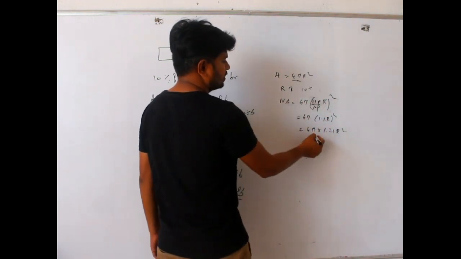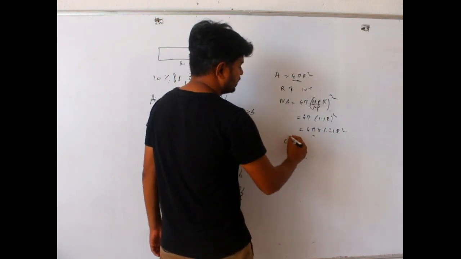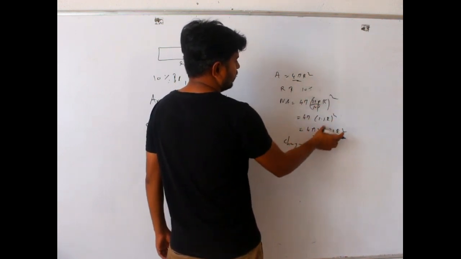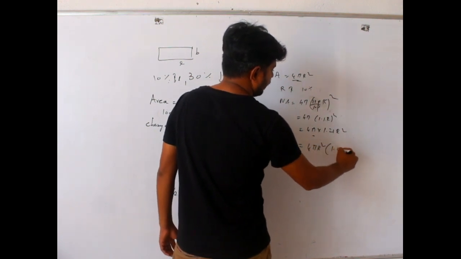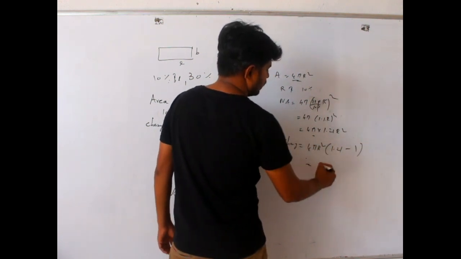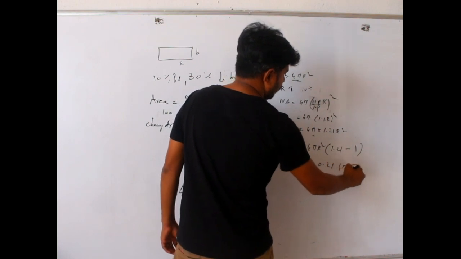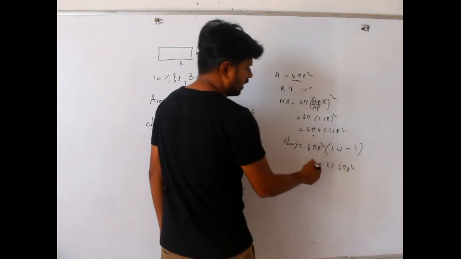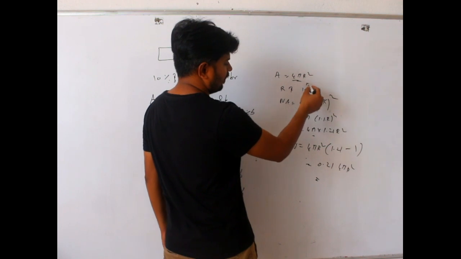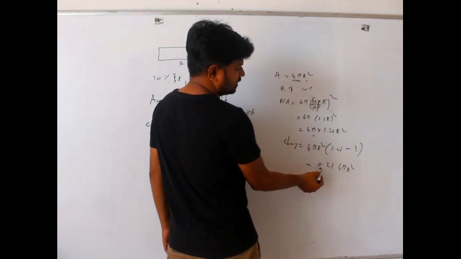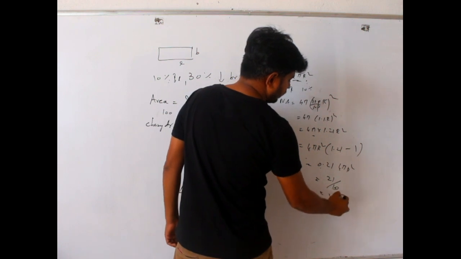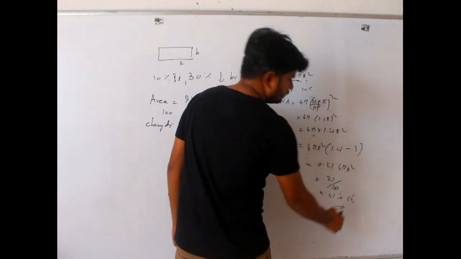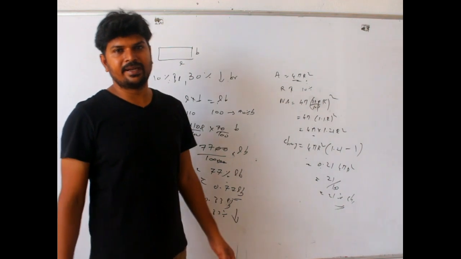So this is the initial, this is the new, and now what is the change? The change is final minus initial, that is 4 pi r square into 1.21 minus 1, which is equal to 0.21 into 4 pi r square. Initially you have 4 pi r square, now it is a change of 0.21, that is 0.21 by 1, which is equal to a 21% change. So like that you can calculate and find the answer.